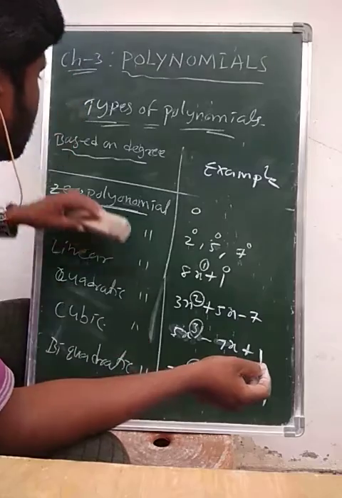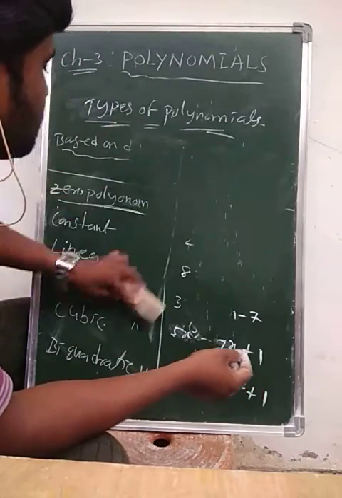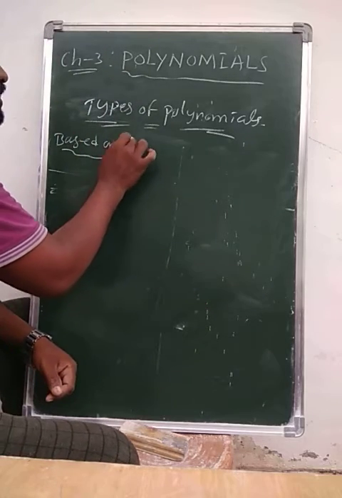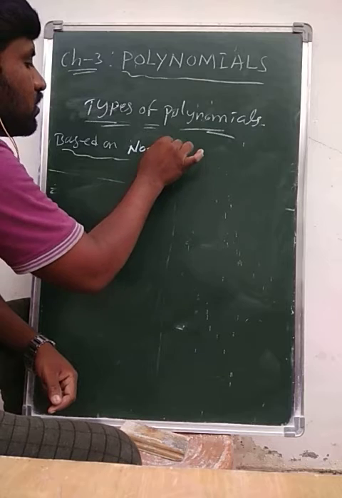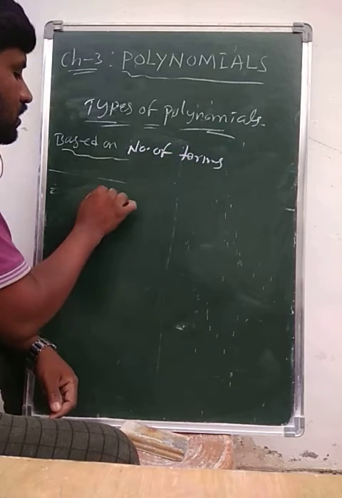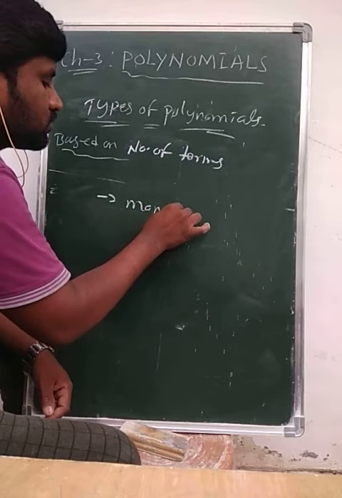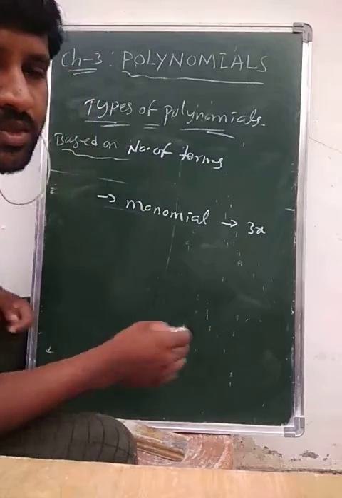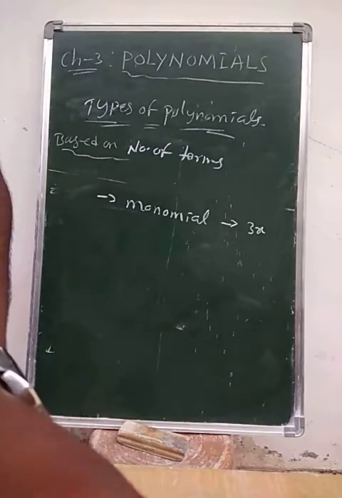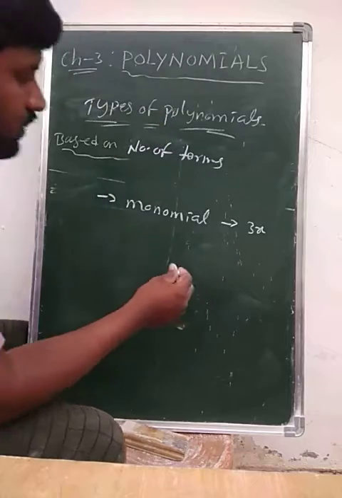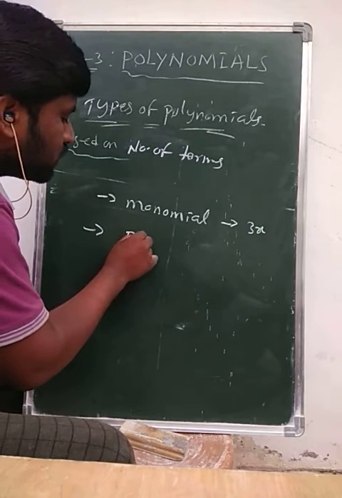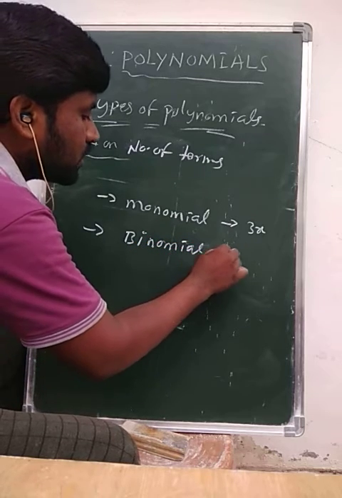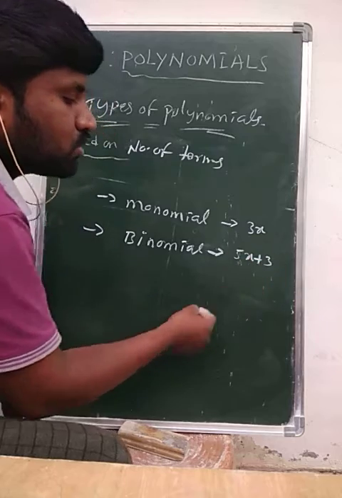Next, based on number of terms. First one is monomial. It means an algebraic expression has only one term. Next, binomial. Binomial means an algebraic expression has two terms.